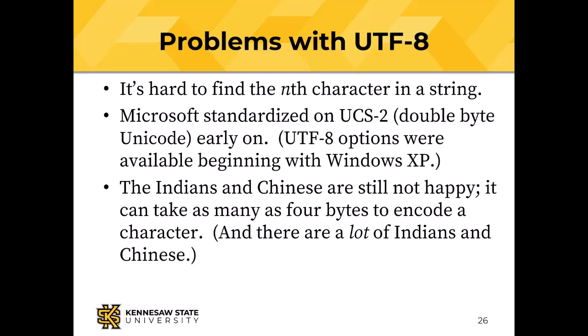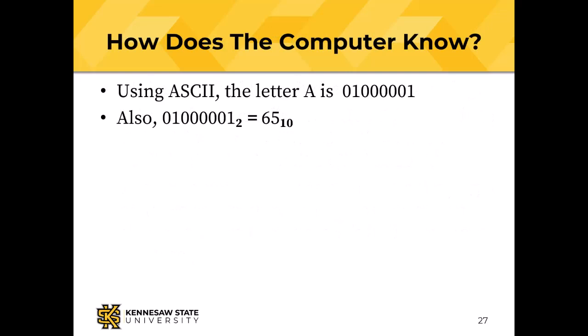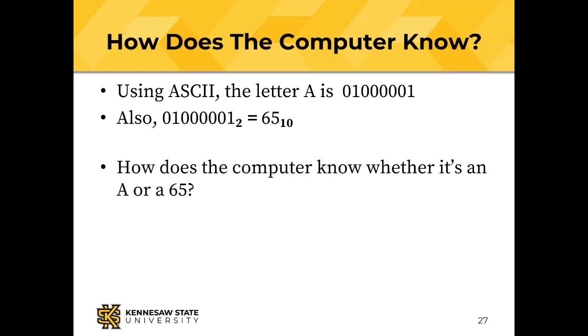So we talked a few minutes ago about the difference between the number 1 and the symbol 1. Using ASCII, the letter A is 01000001, if I got enough zeros in there. 01000001 base 2 is also 65 base 10. So the same string of bits can represent either the Latin uppercase A or the decimal number 65. How does the computer know whether it's an A or a 65?